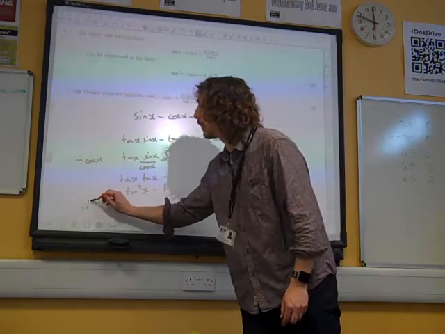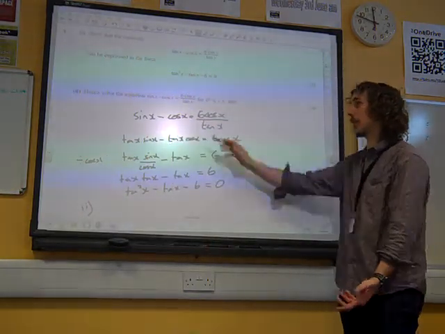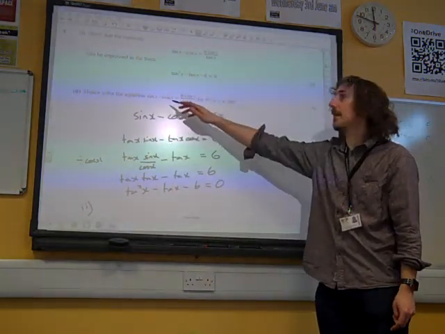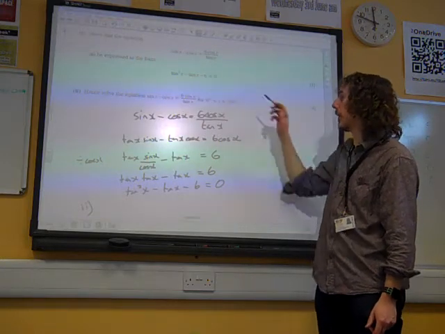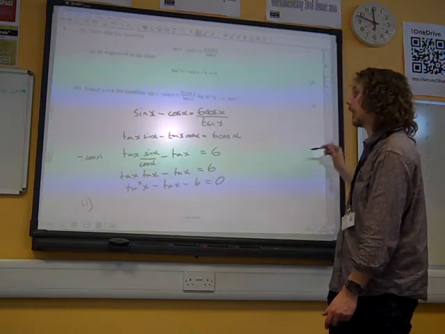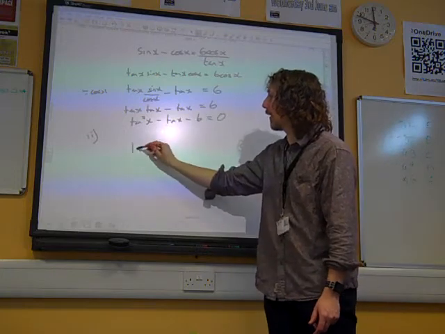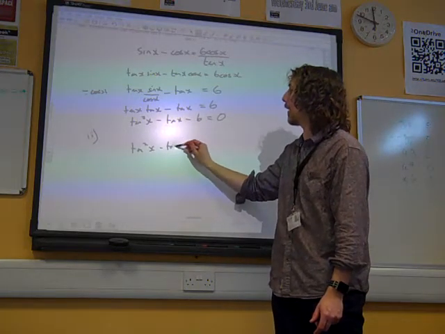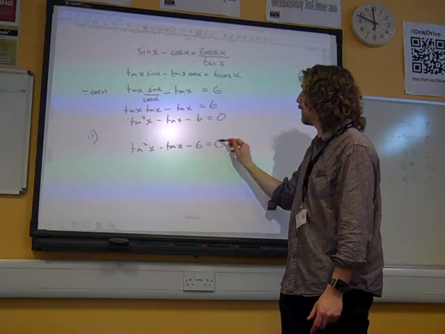So part 2. Hence solve the equation. Well, actually, we can ignore that. We can go straight into saying that is the same as this equation. We're looking between 0 and 360. So we've got tan squared x minus tan x minus 6 is 0.